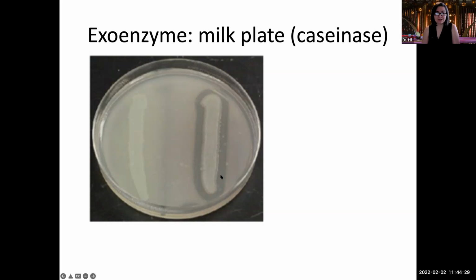Some visible difference, in this case, it's not color, but instead is clearing around the streak, indicates something about the organism's metabolic abilities. And again, why do bacteria need exoenzymes? Why are they secreting this and causing a chemical reaction outside of themselves? Well, it's because they don't have a GI tract or lysosomes or endocytosis as an option.